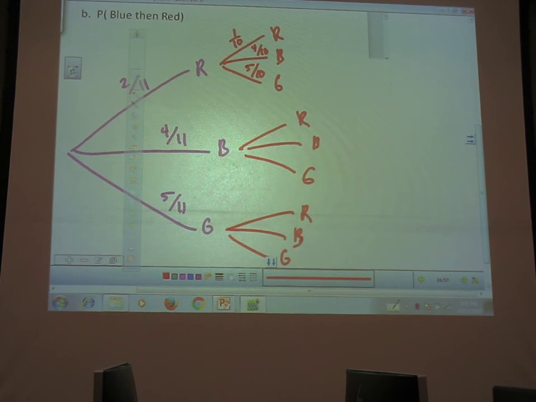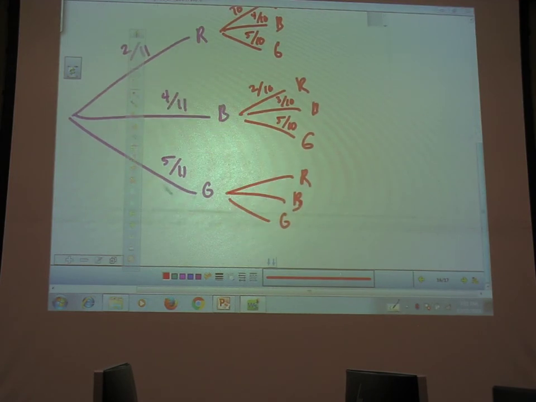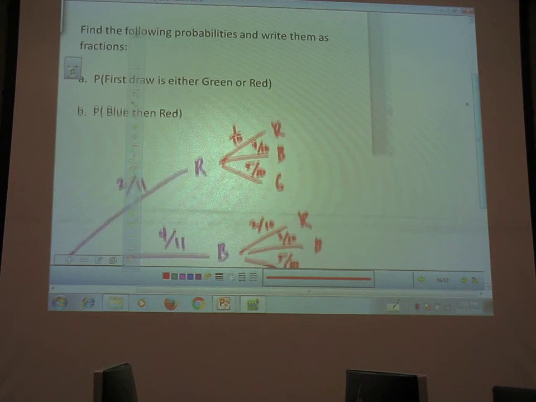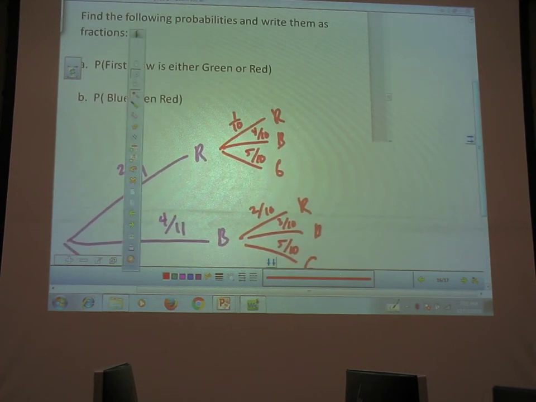All right, how about here? If I drew a blue first, how many reds do I have left? 2 out of 10. And how about blue? 3 out of 10. And green? 5 out of 10. Good. What if I drew a green one first? Red would be 2 out of 10. Blue would be 4 out of 10. And green would be 4 out of 10 as well. Good? Great.